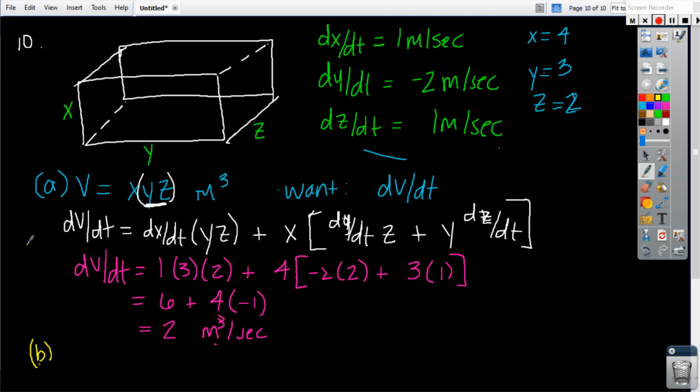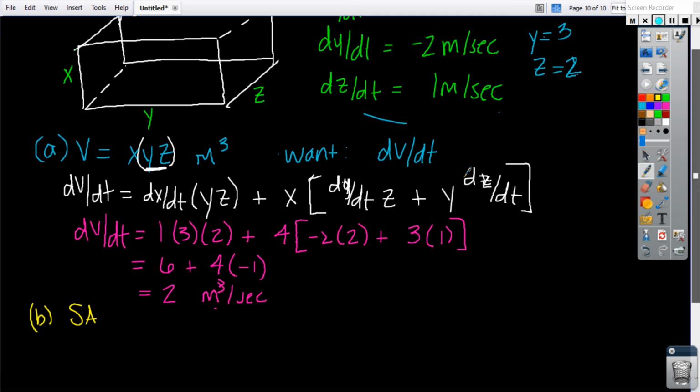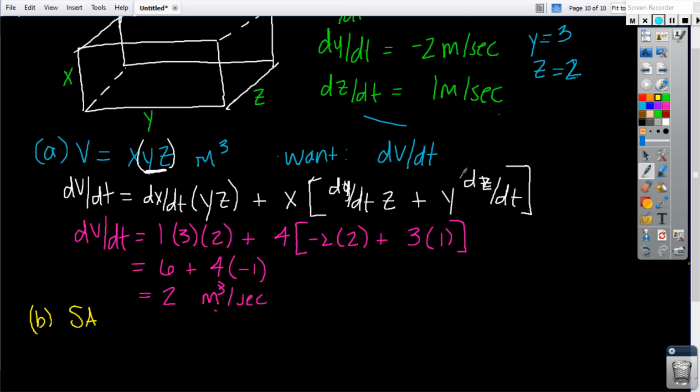Part B asks, how is the surface area changing? And this is one you really kind of have to think about and really helps if you have a good picture. All right, so essentially remember I've got 6 different sides to a cube or to a rectangular box like this. And so of those, I've got 3 sets of sides, right?